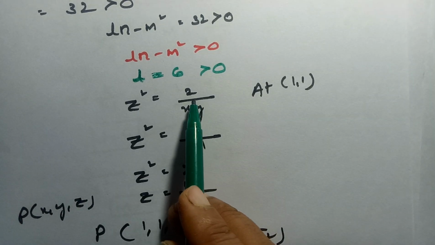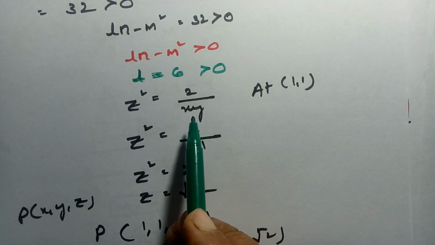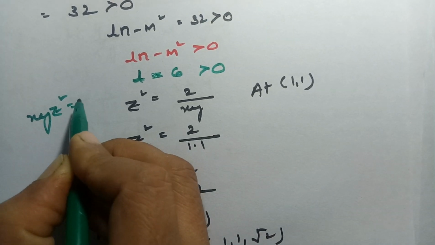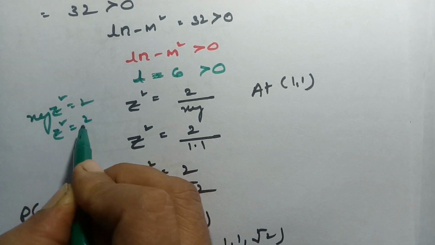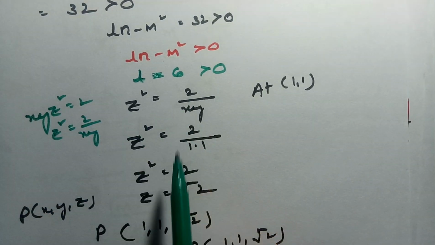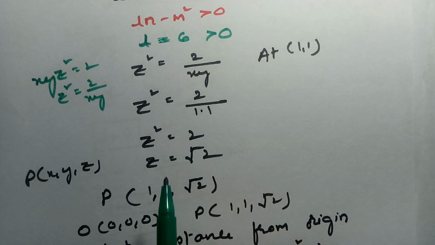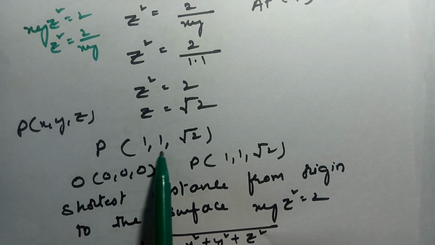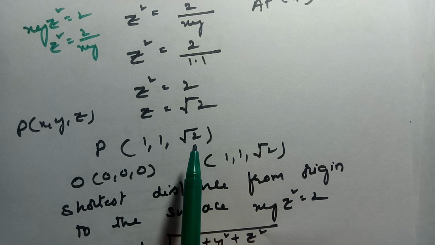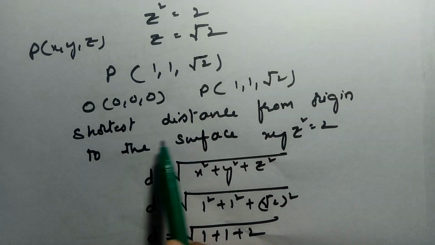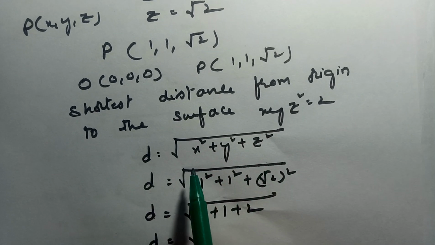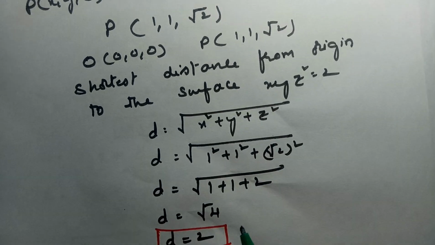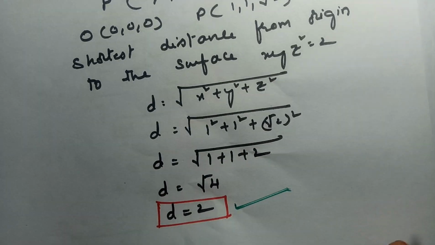So z² is given as 2 by xy from the question. The question is xyz² = 2. From that, z² will be 2 by xy. So I have substituted the xy values as 1, and I got the point z. So I have chosen P = (x, y, z), and I got the value of z also. Now I can find the shortest distance from the origin to the surface by using this formula, root of x² + y² + z². After substituting all the values, I got the shortest distance as 2.